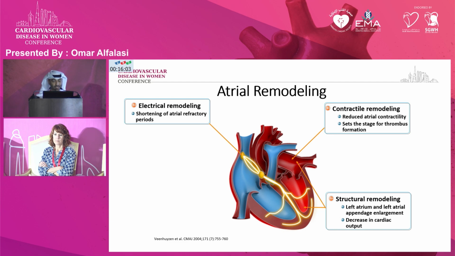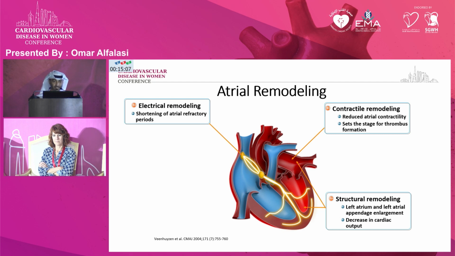But if the patient is heading towards the persistent stage, he's going to start developing what we call contractile remodeling. It happens normally within days. This is a complete loss or reduction of atrial contractility, mainly led by the derangement of intracellular calcium. If you remember the action potential, the plateau phase is led by the calcium channels, and once you start having derangement in this, your plateau phase shortens and the contraction force of the muscle itself goes down. This sets the stage for thrombus formation. Then if the patient continues to be in atrial fibrillation, he starts developing what we call structural remodeling, which is mainly the enlargement of the left atrium itself and the left atrial appendage.